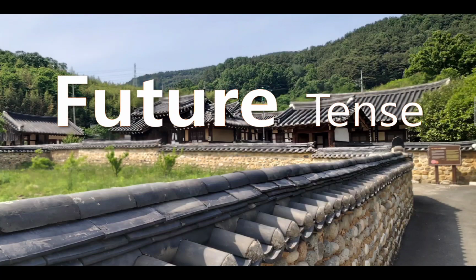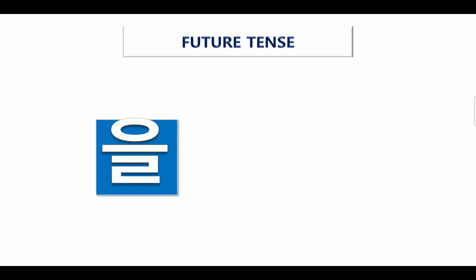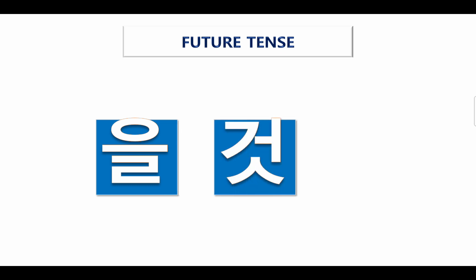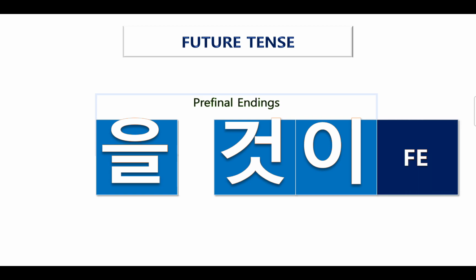Okay, future tense. In the Korean language, future tense is 을 것이, and between 을 and 것 there is a space. 을, 것, and 이 are pre-final endings. Behind 을 것이 we need a final ending, and in front of 을 것이 we need the root verb. And 을 것이 has its own meaning.